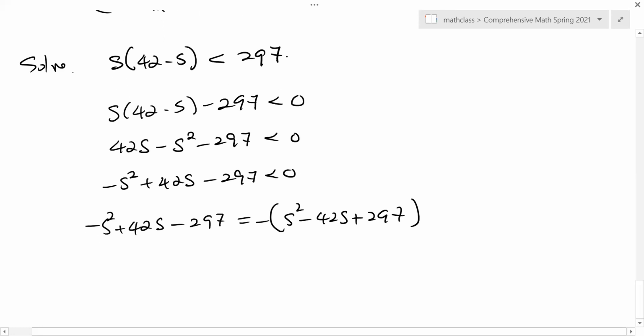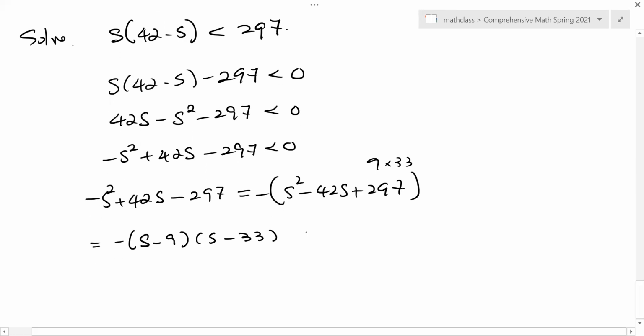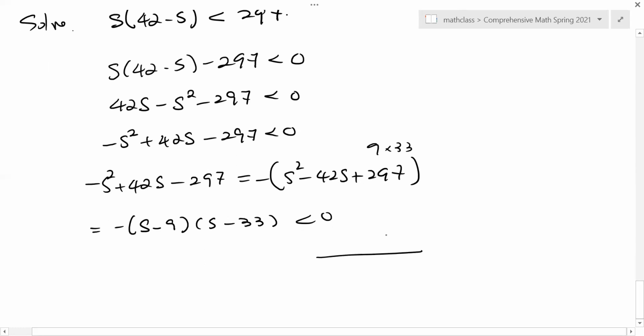Okay. So you can use the quadratic formula. However, 297 is 9 times 33. Okay. So if you can see that, that'd be (S minus 9)(S minus 33). So if this is going to be less than 0, what are you going to do? Because this is a parabola that opens downward, right? Okay. And here is a 9, here is a 33. So clearly S should be less than 9 or S should be greater than 33.